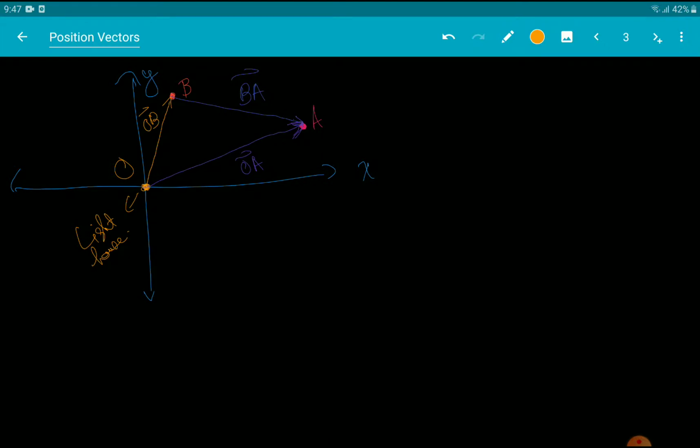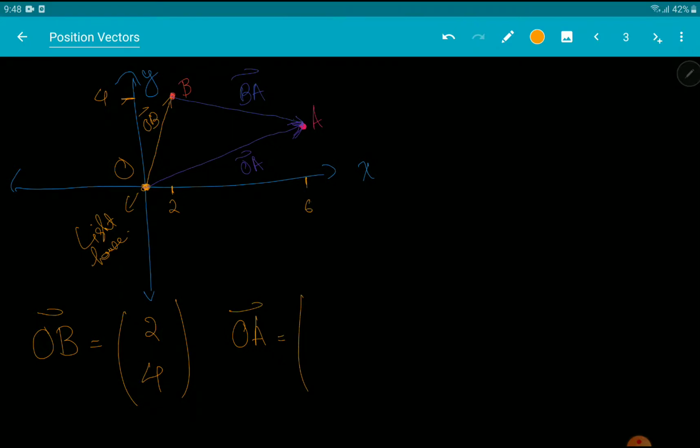Let's first of all define OB. Let's give it a numerical value. OB is the vector used to describe how to get to point B from the origin. It's the position vector of B relative to O. Let's say it takes 2 steps in the X direction and, I don't know, 4 steps in the Y direction. And we define OA similarly: 6 steps in the X direction and 2 steps in the Y direction. So we have our vectors OB and OA.